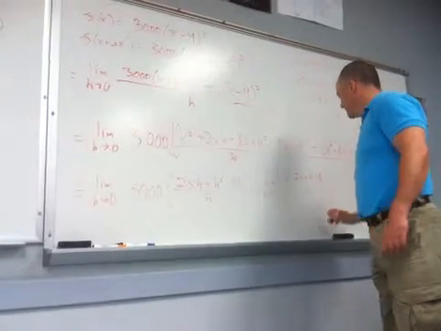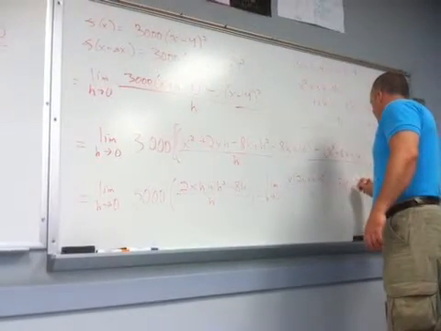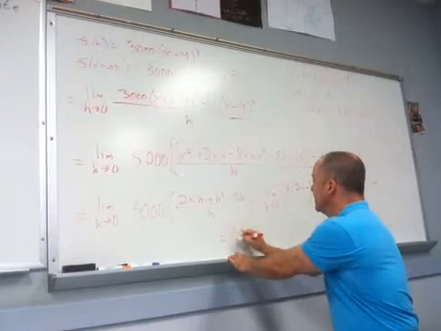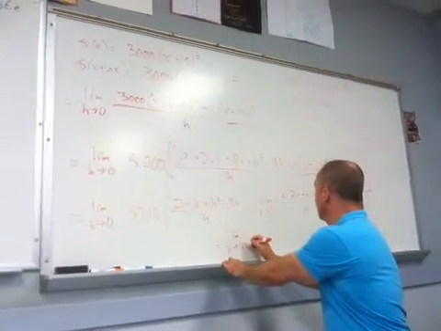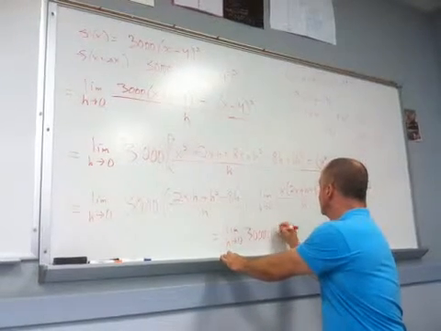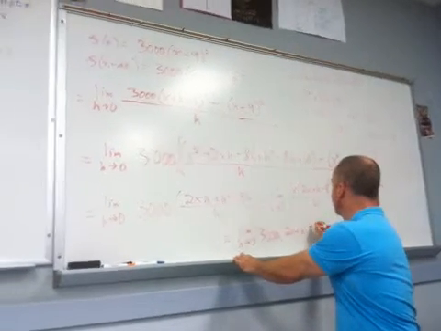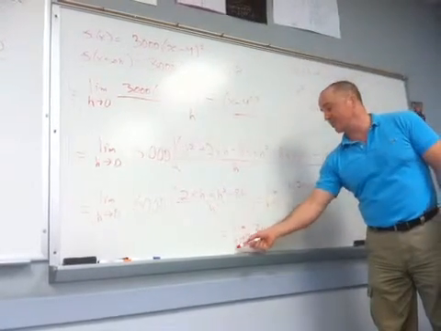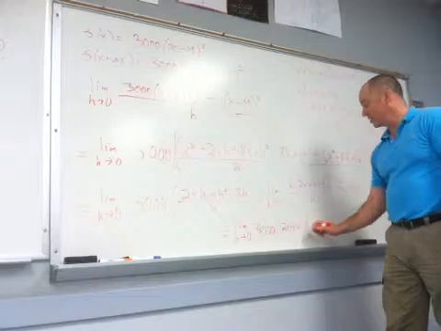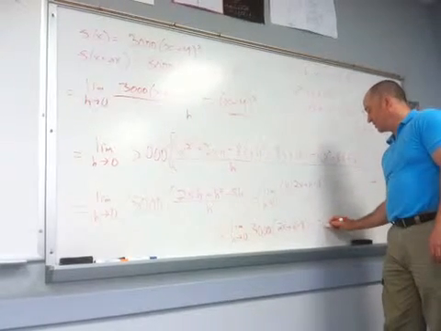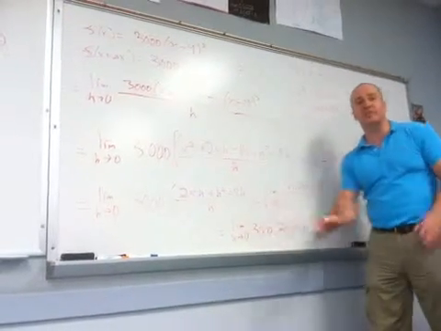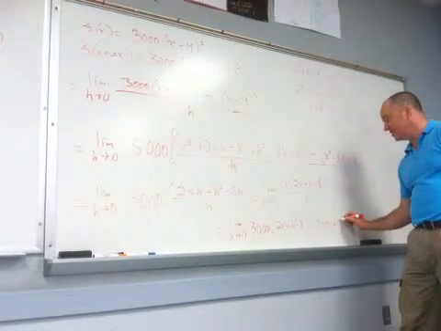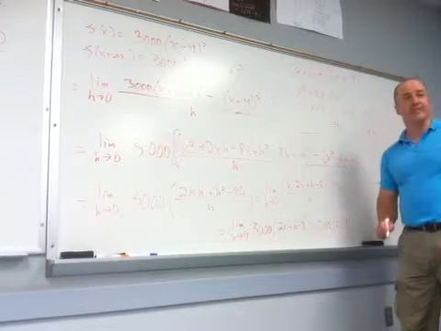Times 3,000. I'll write that at the end, but thank you for reminding me. So now what I have is the limit as h approaches 0 of 3,000 times 2x plus h minus 8. I let the dog off the leash. I allow h to get as close to 0 as it wants. And that h goes away, and my answer is 3,000 times 2x minus 8. I'm no longer writing the limit sign because I performed the operation of allowing h to get as close to 0 as it wants.